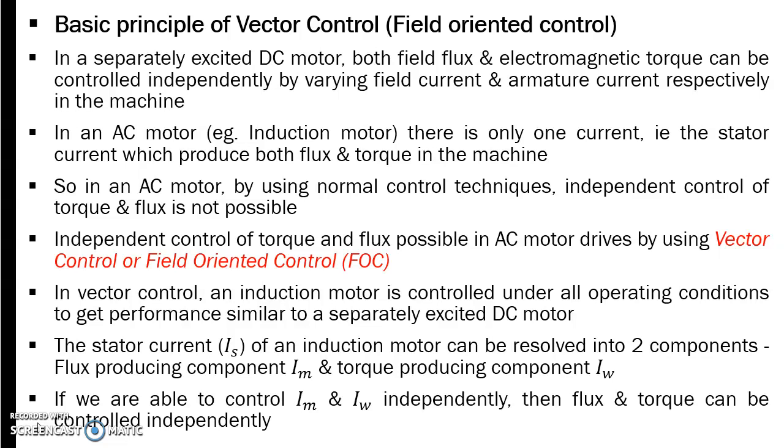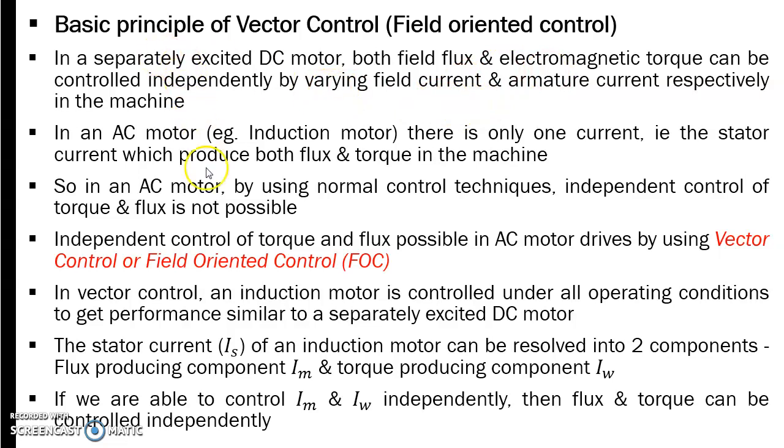Before coming to vector control, you already know that in a separately excited DC motor, both the field flux and electromagnetic torque can be controlled independently by varying the field current and armature current. By varying the field current, field flux can be varied. By varying the armature current, electromagnetic torque can be varied. That is the case of a separately excited DC motor.